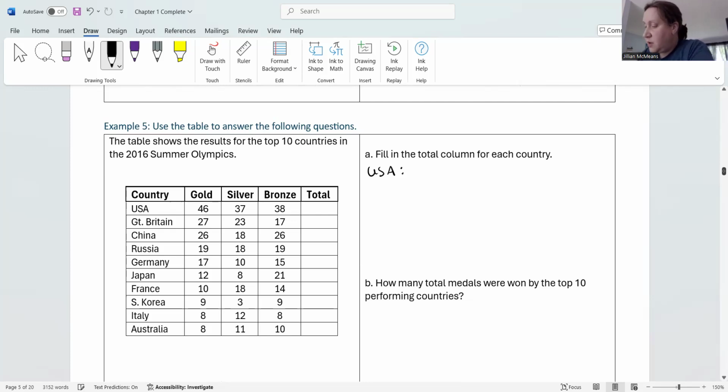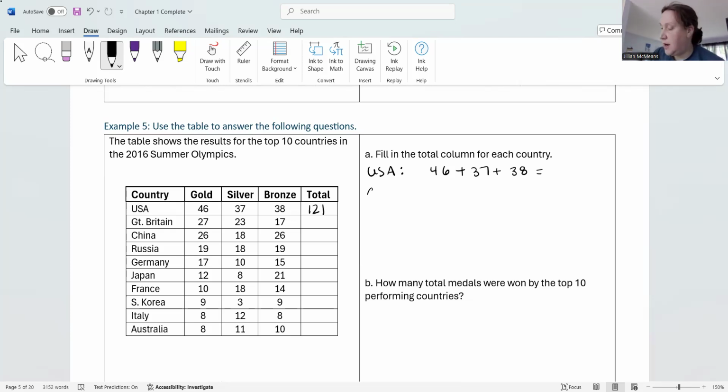So for the USA, we need to know that the total number of medals is 46 gold, plus 37 silver, plus 38 bronze. Okay, we need to understand that's what we're doing, and then we can use the calculator to fill something like this in. So something like this, I would expect you to use a calculator just for the sake of time. So let's see, we have 46 plus 37 plus 38. That is 121 medals total.